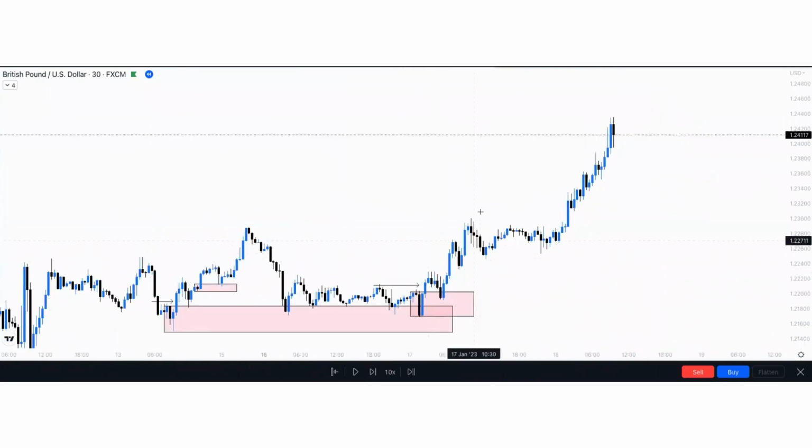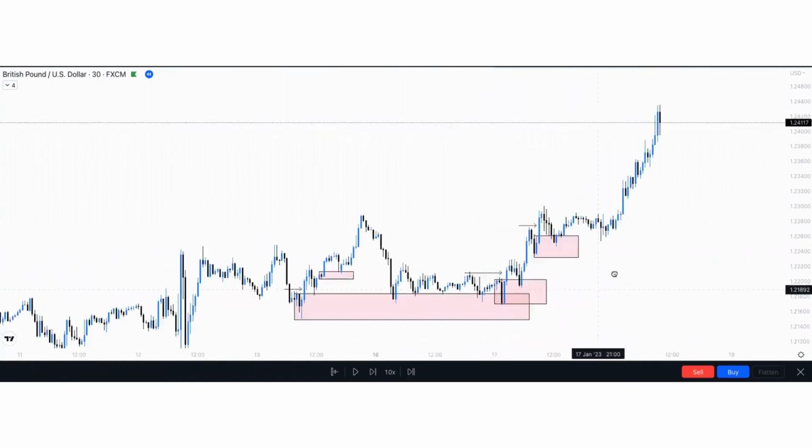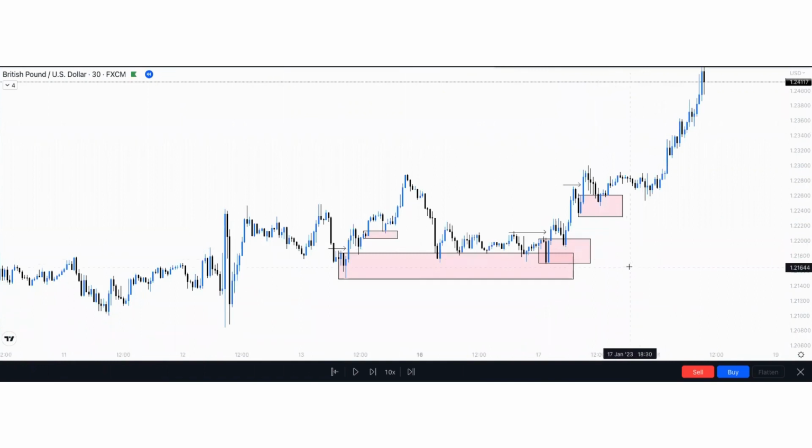More example is that this one is a break of structure, right? So it created this demand zone. It respected this area, have this manipulation again, and then continue to the upside. So it is better to always check the trend and follow your trading plan.